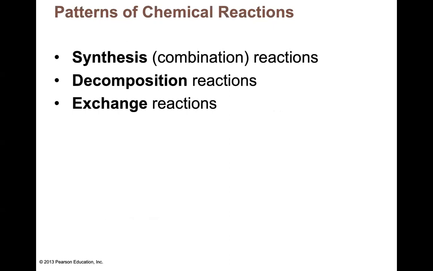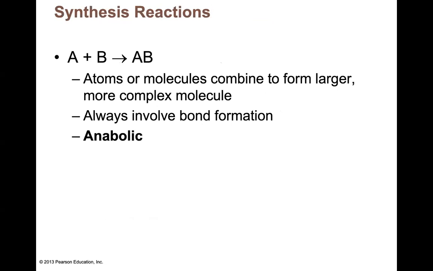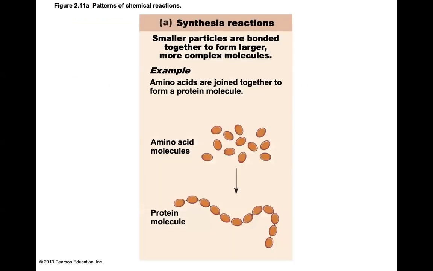So, different types of chemical reactions. We have synthesis reactions where you're going to form things, decomposition reactions where you'll break things down, and exchange reactions where you'll take one thing and convert it into something else. So this is a synthesis reaction. You have A plus B yields AB. This is what we typically call an anabolic reaction, and synthesis reactions typically involve the input of energy. So it's going to cost energy. And here you can see an example.